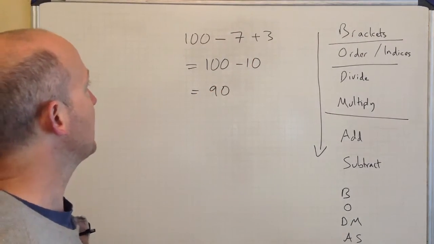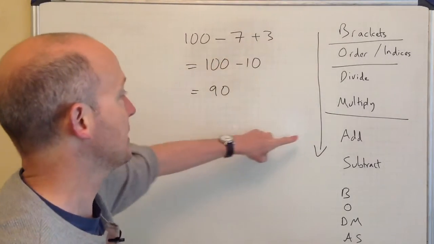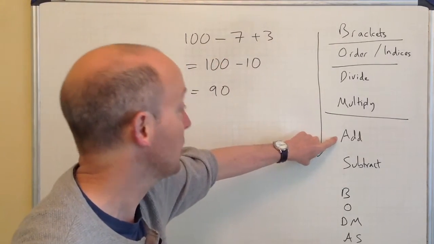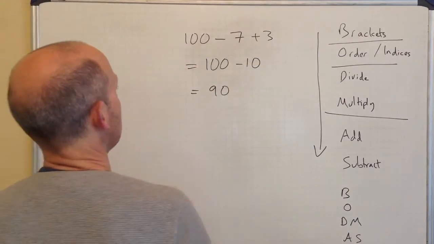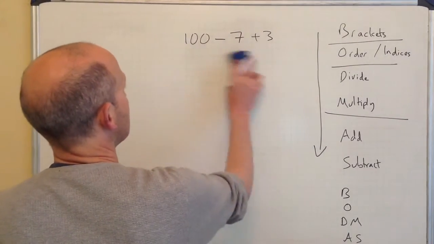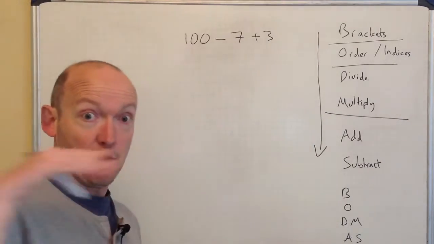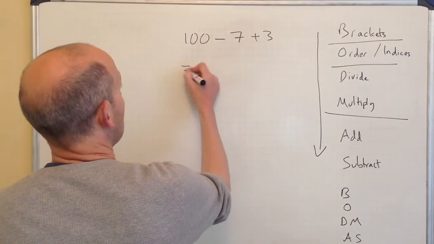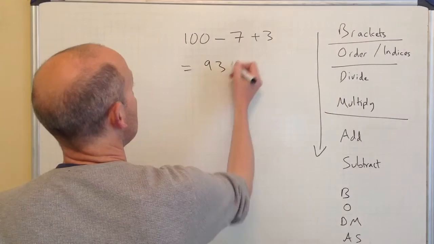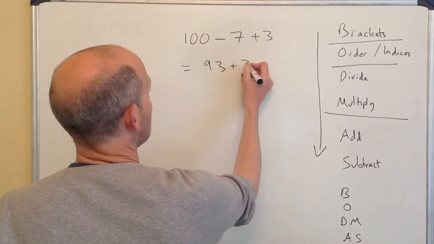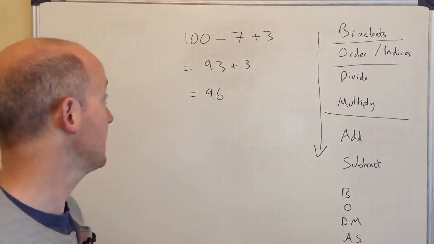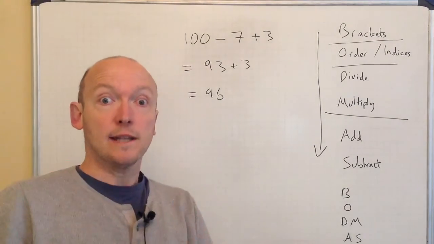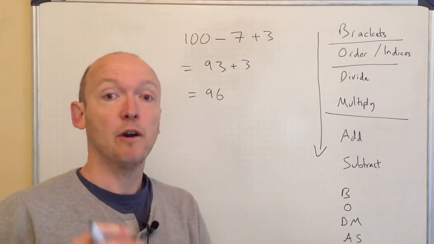But that's assuming that we do the plus first. We don't. Because we've got these on the same level, like down here, we actually do that differently. So we don't do the plus first, we just do it from left to right. That would be 100 minus 7 is 93, plus 3, and 93 plus 3 is 96. Right, so that's BODMAS, the order of operations.